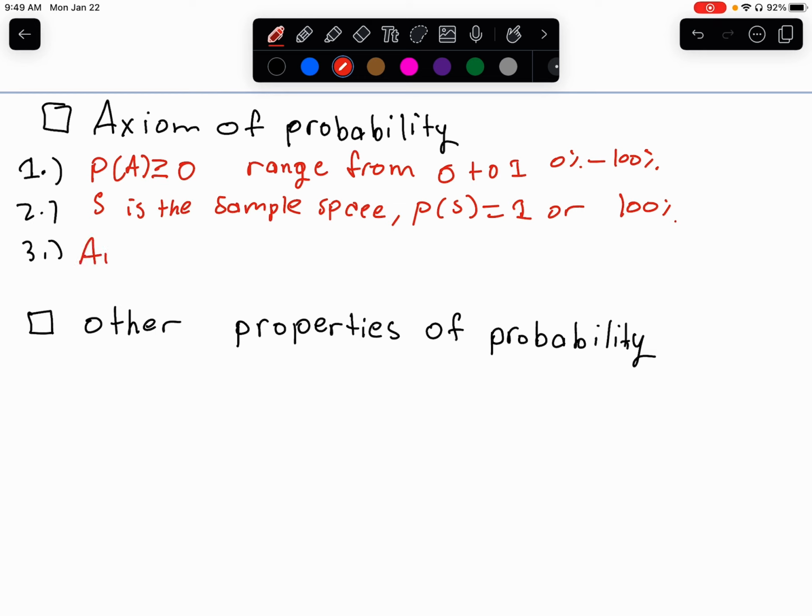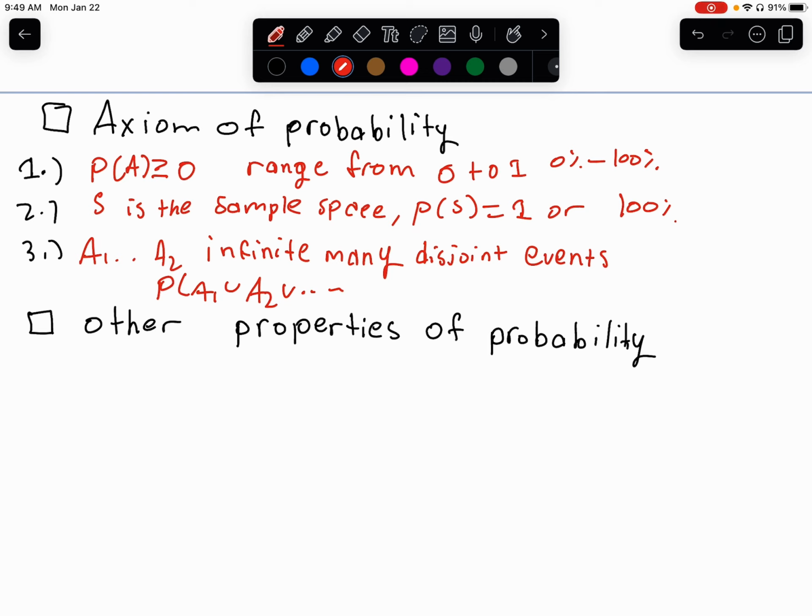We can also define A1, A2, so any event that proposes A, has infinitely many disjoint events. So we can define this as the probability of A1 union A2 union and so on, equals the sum of P of Ai, where i could be anything.